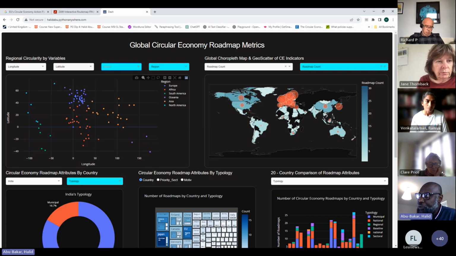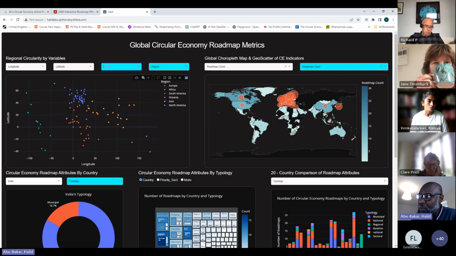So I think what we're interested in here is this first plot, which essentially visualizes all the regional efforts. There are about 398 roadmaps altogether, showing us the distribution regionally. This is using longitude and latitude data, essentially to place each country geographically.